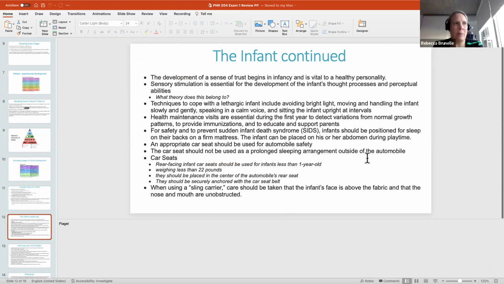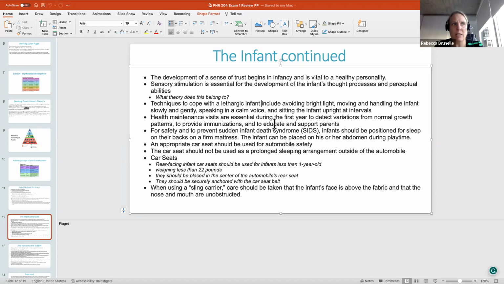So this is some more information about the infant. Some of it's repeated, talking about Erikson, developing the sense of trust. This was mentioned in class, and I know it's probably going to be on your test. This phrase, lethargic infant. Do you guys remember what we talked about? What did we talk about in terms of what a lethargic infant is and how you intervene?